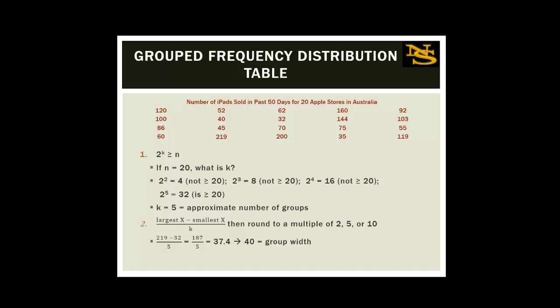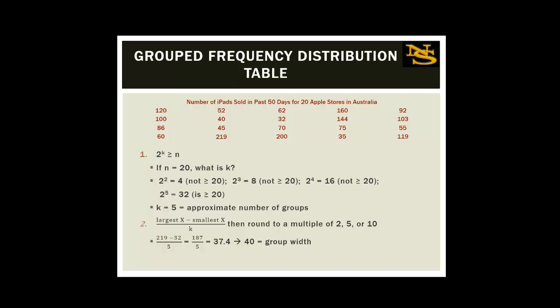Now, 5 is going to be the approximate number of groups, or the approximate number of rows in our grouped frequency distribution table. But that doesn't mean that's exactly how many rows we're going to have. K is just used as a basis to figure out the group width in the next step. So depending on how you round, because we're going to round to a multiple that's easy to count by, you may have a little bit fewer or a little bit more groups than k.